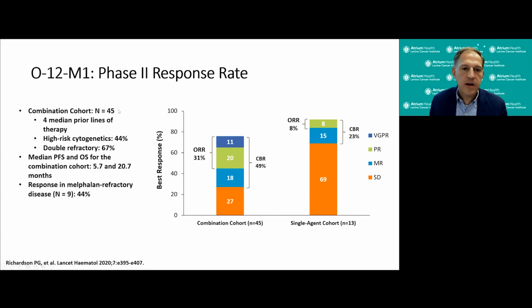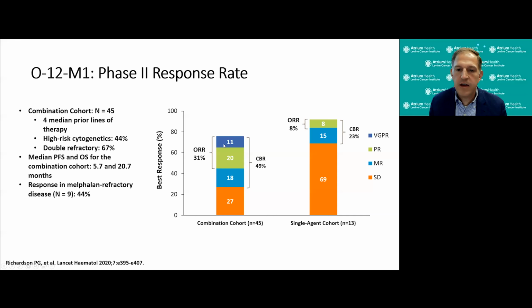So if you look at the combination cohort of 45 patients, they had received a median of 4 prior lines of therapy. A fair number of folks had high-risk cytogenetic features of their myeloma, 44%, and about 2/3 of the patients are what we call double refractory, which means that they had myeloma that had become resistant to at least one proteasome inhibitor and at least one immunomodulatory drug.